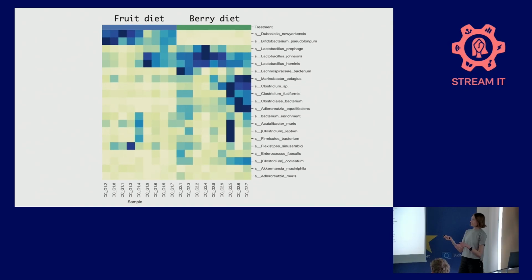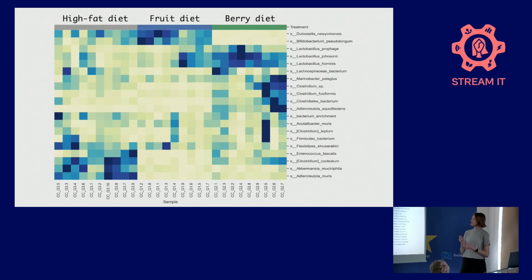So in the fruit diet, there is higher abundance of bifidobacterium. Or in the berry diet, there is a higher abundance of lactobacillus. And both of these are actually associated with good health. And maybe you don't see that much of a difference yet, but I'll just add the high-fat diet to the mix. And here we can actually see that these bacteria that are very abundant here are not really present in the high-fat diet. So the bacteria that are abundant here, like Enterococcus, they are actually linked with poorer health.